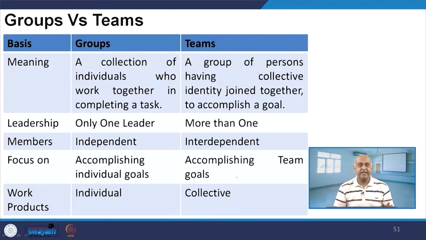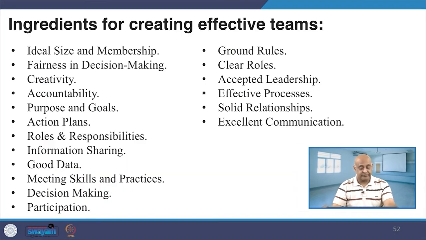So ultimately, we will understand the difference between groups versus teams. A group is a collection of individuals who work together to complete a task, a group of persons having a collective identity joined together to accomplish a goal. In a group, leadership is only one leader; in a team, more than one, because accountability is there and they can take decisions. So that is the meaning of the leadership. Members are independent in a group, it is interdependent in a team. Focus is on accomplishing individual goals in a group, it is the team goals in a team. Work products are individual in a group and collective in a team.